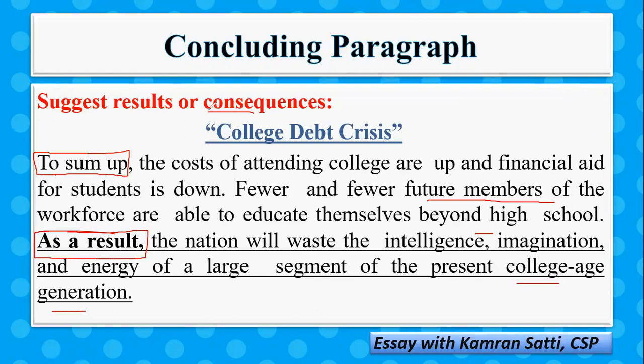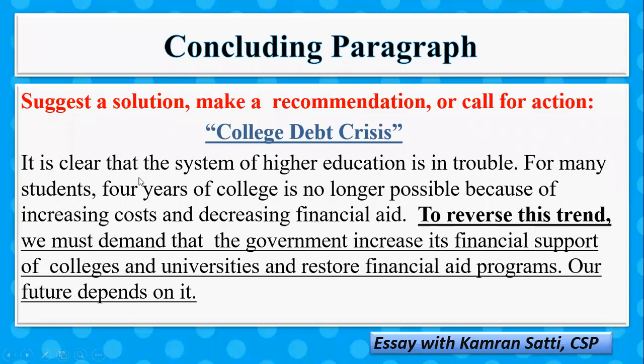In this concluding paragraph, remember the topic is the same, just to make sure that you're following the points and the techniques. In this sample concluding paragraph, I have suggested a consequence that if we don't do this, this will happen. A large segment of our college age generation will miss out on higher education, and we will be wasting their intelligence, imagination, and energies. So this was the second approach. And moving on to the third approach we can use to conclude a paragraph is to suggest a solution, make a recommendation, or call for action.